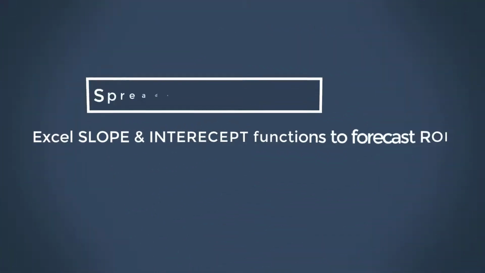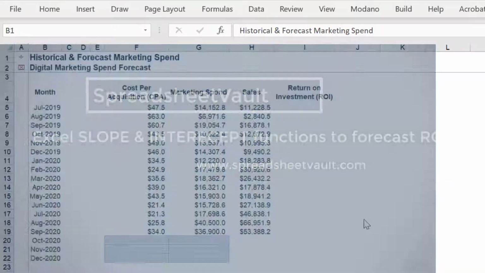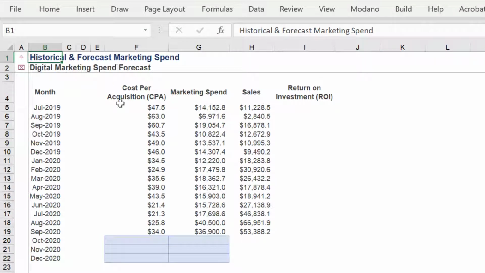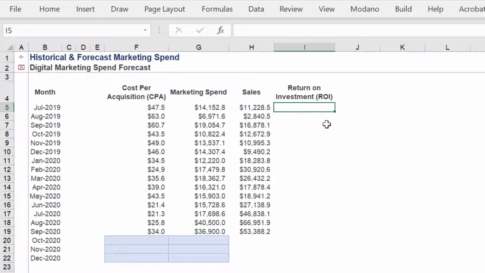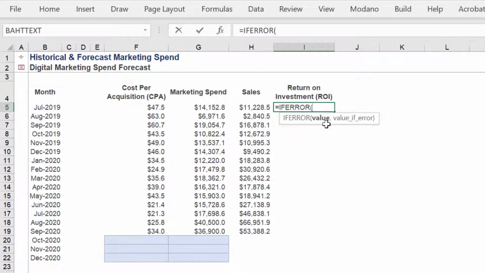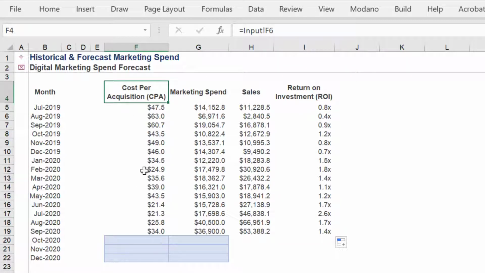This video will present you one way to forecast data based on historicals. In this example, we will plot the relationship between the cost per acquisition, CPA, versus the return on investment, ROI. ROI is simply the output of sales over marketing spend for e-commerce initiatives for a company. As we can see, it is not a direct relationship.